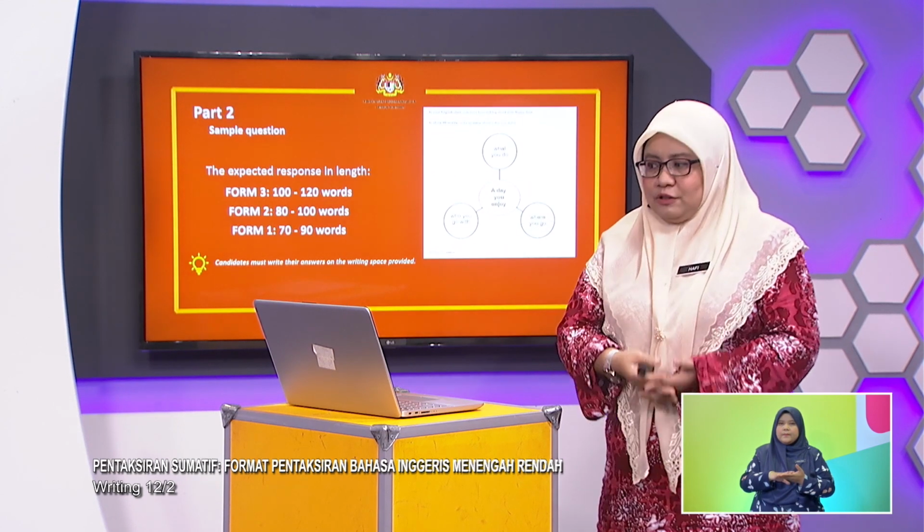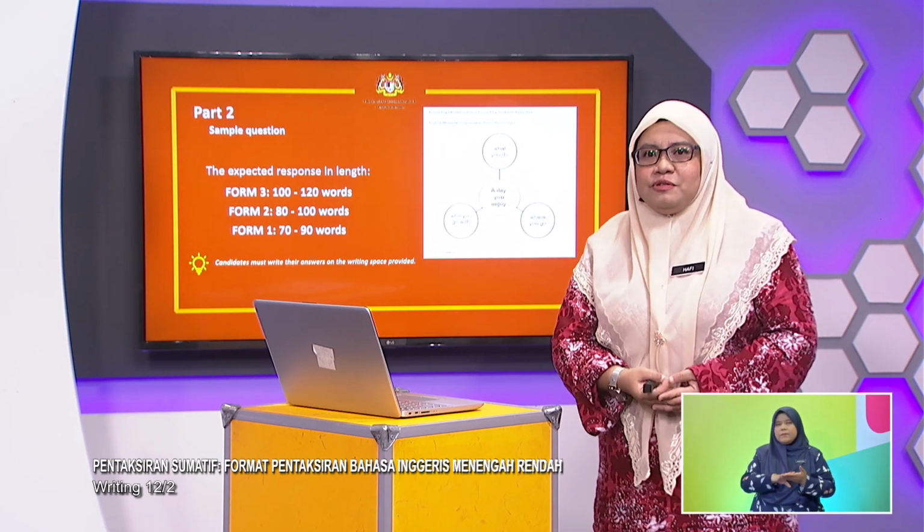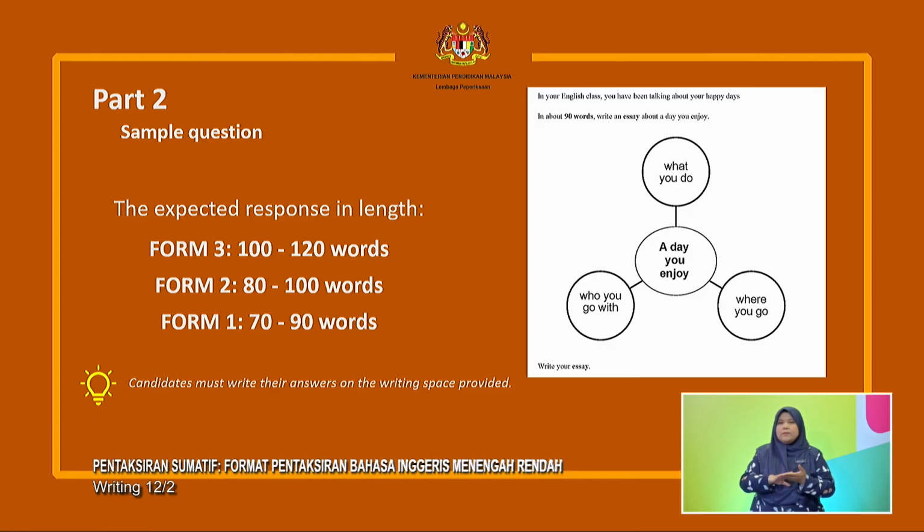Okay, for part 2, the students are going to write a response based on the mind map given. Their response is expected to be at a certain number of words. As you can see here, this is the sample item for Form 1. For Form 1, they are going to write a response based on 3 points, for 70 to 90 words.